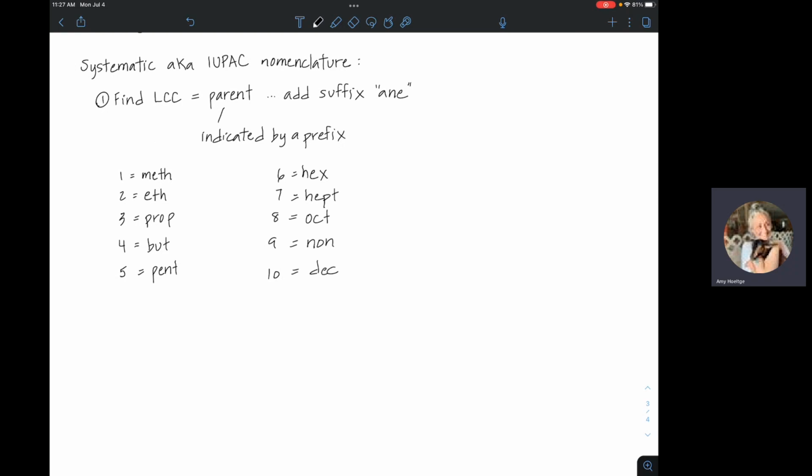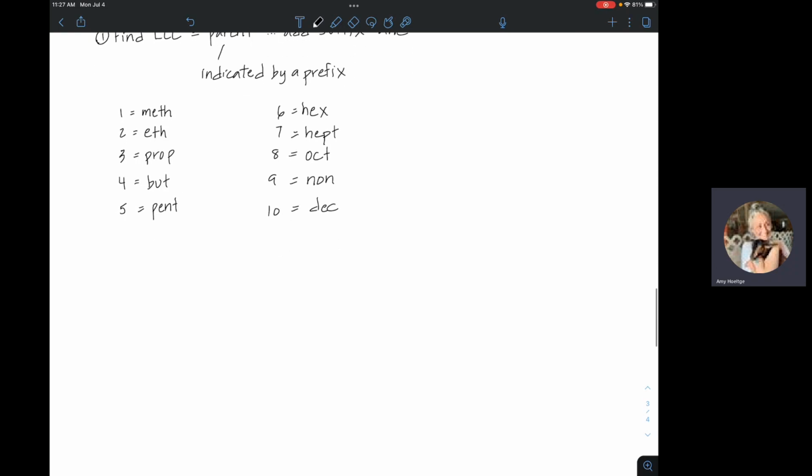A lot of these are easy to remember because they just follow regular old geometry, right? So 1 carbon, meth, if you have an alkane, it's methane. 2 carbons, eth, you have an alkane, it's ethane. If I had an alkene, I would change the suffix. It would no longer be ane, it would be ene. I'd have ethene, right? So this is the IUPAC system.